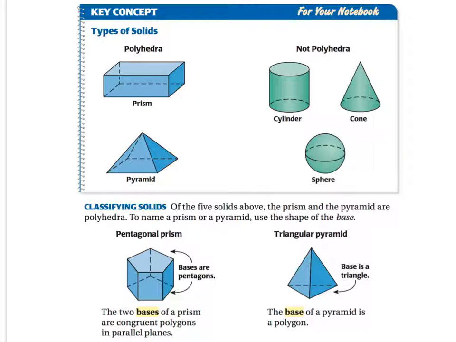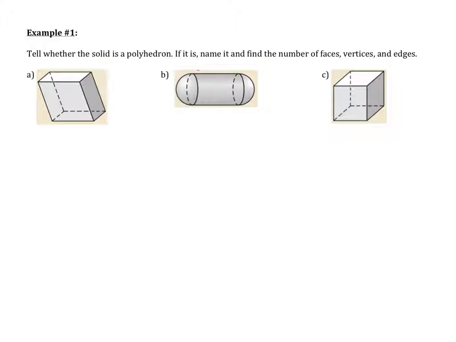Now let's see some examples. So here's example number 1. Tell whether the solid is a polyhedron. If it is, name it and find the number of faces, vertices, and edges. So here's part A. This would be a polyhedron because all of its faces are polygons. More specifically, this would be a prism because it has 2 bases, but figuring out which 2 are the bases is a little bit tricky for this type of solid because which are the 2 bases?